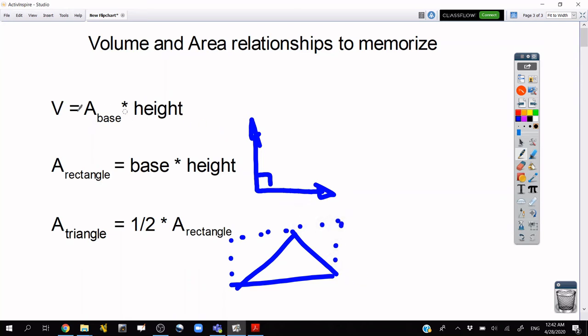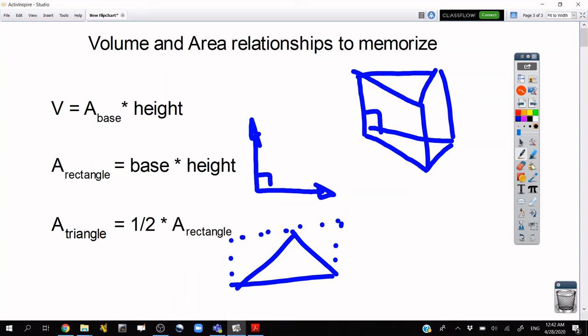And then the volume of a prism is the area of the base times the height. Well, that happens because whatever base I have here, the height is perpendicular to that base. So we end up with prisms that we can take the area of this base, multiply by the height, and we get the whole volume.